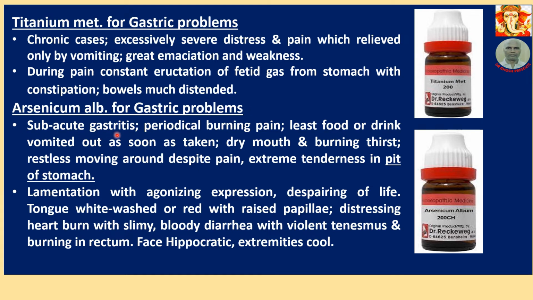Arsenic album for gastric problems. Subacute gastritis. Periodical burning pain, least food or drink vomited out as soon as taken. Dry mouth, burning thirst. Restless, moving around despite pain, extreme tenderness in the pit of stomach. Mind this: extreme restlessness, burning thirst, dry mouth. These are characteristic symptoms of arsenic, present in all arsenic cases. The pit of stomach I will describe later.